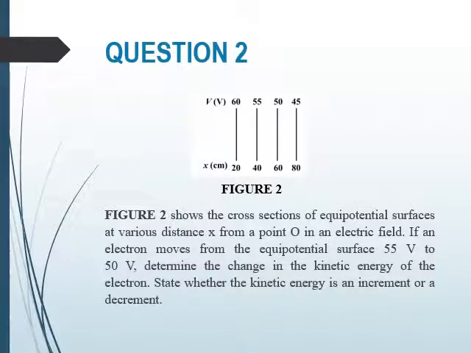Question 2. Figure 2 shows the cross-sections of equal potential surface at various distance x from a point O in an electric field. If an electron moves from the equal potential surface 55 volt towards 50 volt, determine the change in kinetic energy of the electron. State whether the kinetic energy is an increment or a decrement.